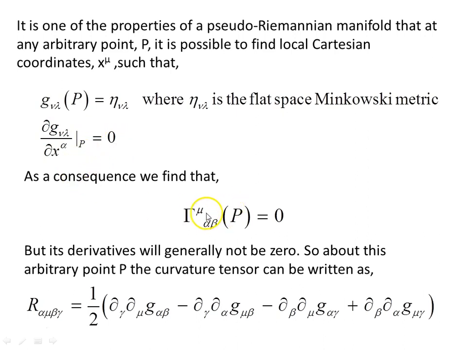Now as a consequence, that means that the affine connection evaluated at P will be 0. But its derivatives will generally not be 0. So about this arbitrary point P, the curvature tensor can be written as this object here with those four terms we saw earlier, and the last bit, the metric times these affine connection terms multiplied together, has all cancelled out, because that last bit from the previous slide has gone to zero.